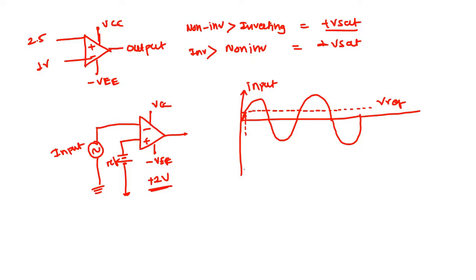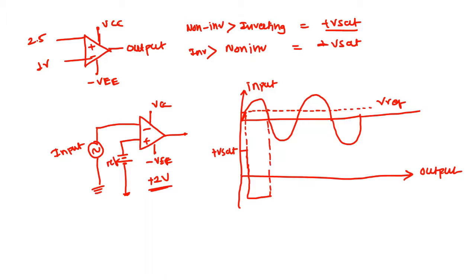I will draw the waveform of the output over here. Up to this point, my non-inverting is greater, so I will give the voltage as plus Vsat. From this point to this point, my inverting voltage is greater than my non-inverting voltage, so the output will switch from plus Vsat to minus Vsat. Up to this point the inverting is greater than non-inverting, so I will get minus Vsat over there.